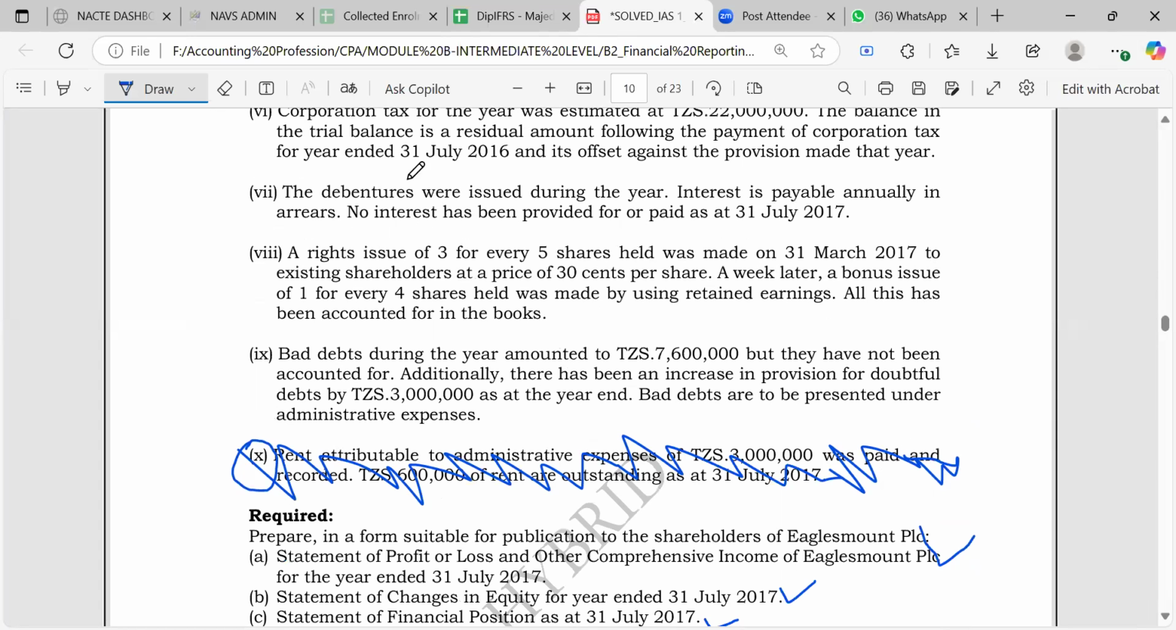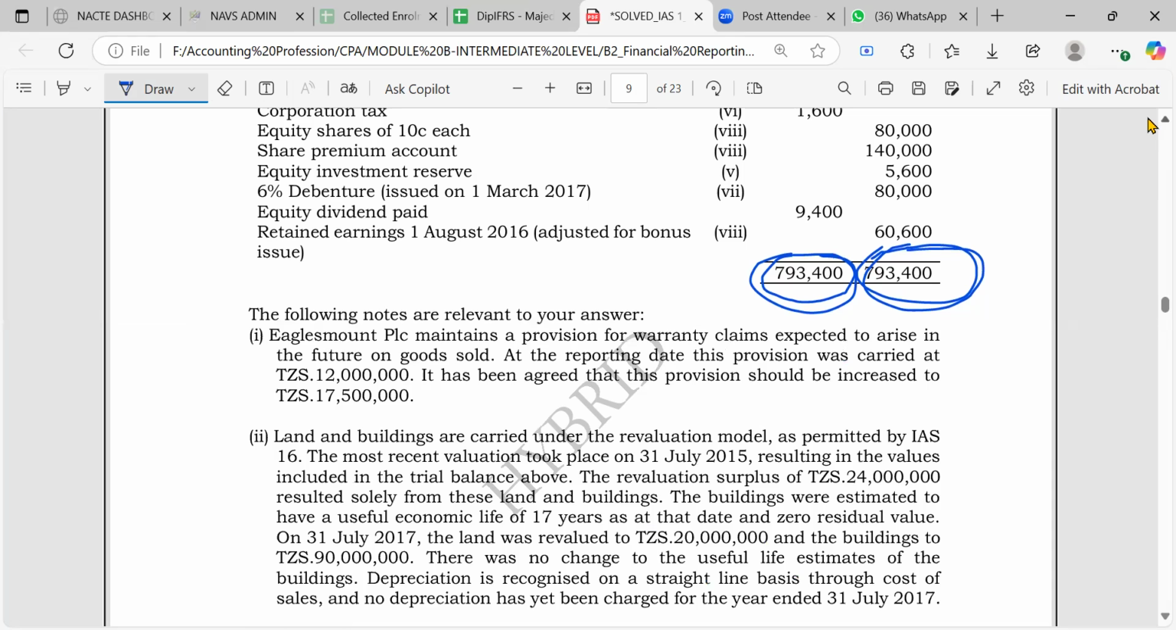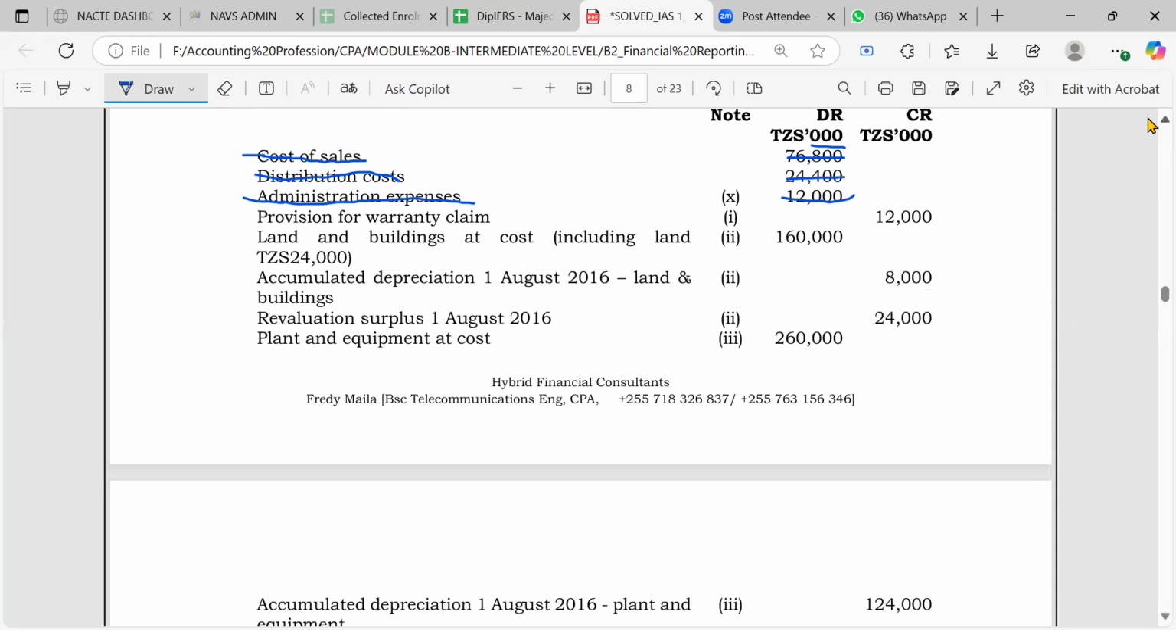You could even say, okay, let me take whatever note is simple to deal with, and you could do it. But I don't want it to go that way. It doesn't matter whether you combine the trial balance and then you go back there. It doesn't matter.